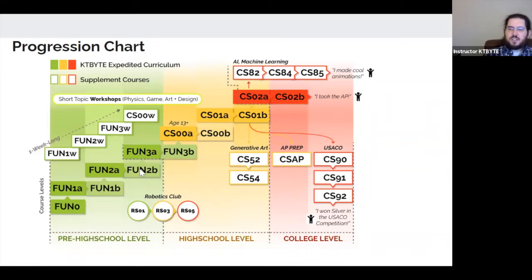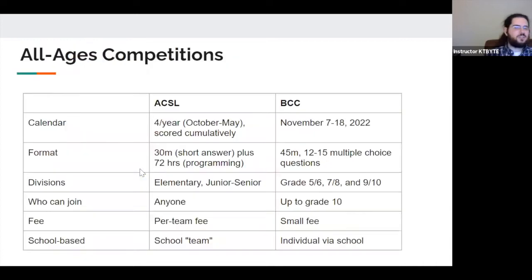So we'll take a look now at the contest specific details, but definitely let us know if you have questions about where you are in your progression and how the contests fit into your students' work and your students' plan.